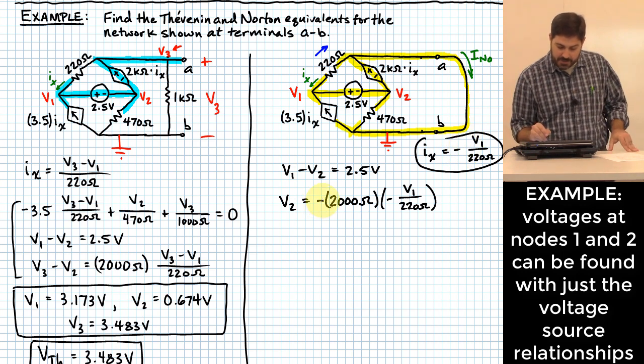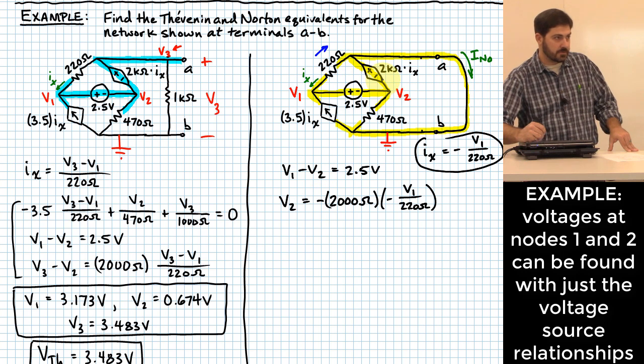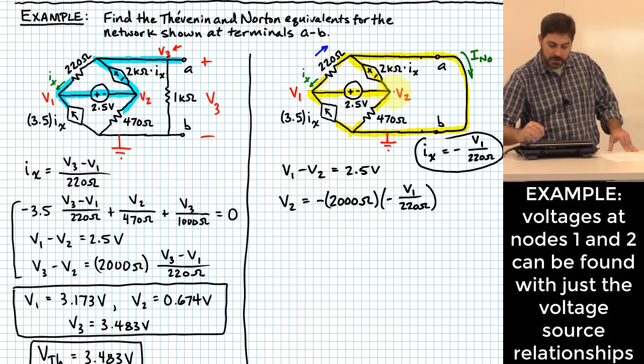The other negative is there because of the direction of this dependent source, right? Because this dependent source is saying V2 will have a negative voltage relative to ground because of how that voltage source is oriented.